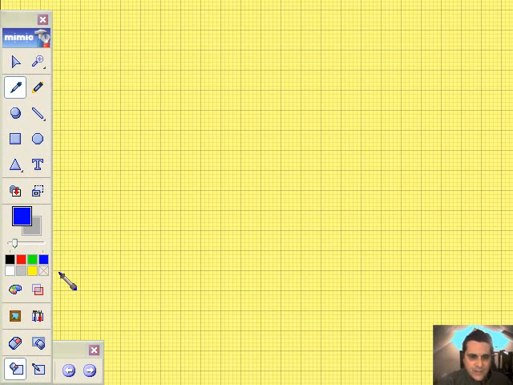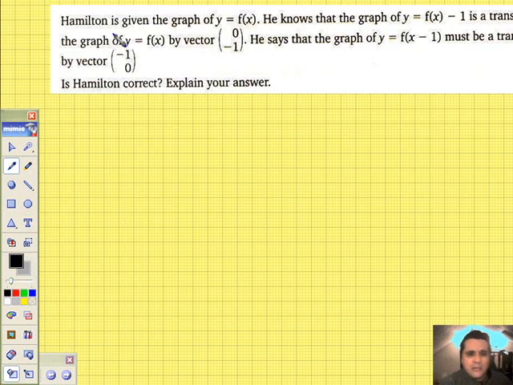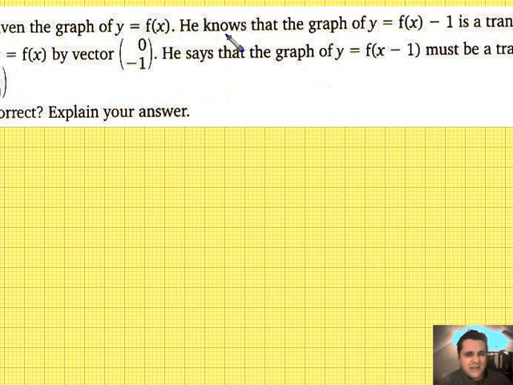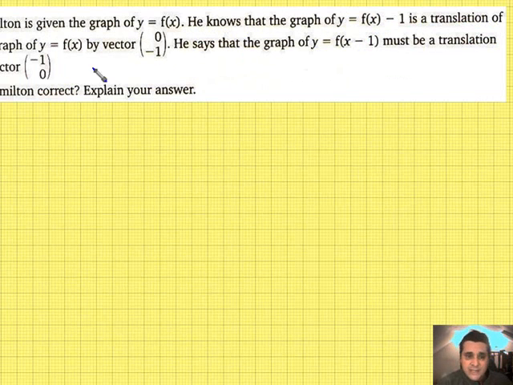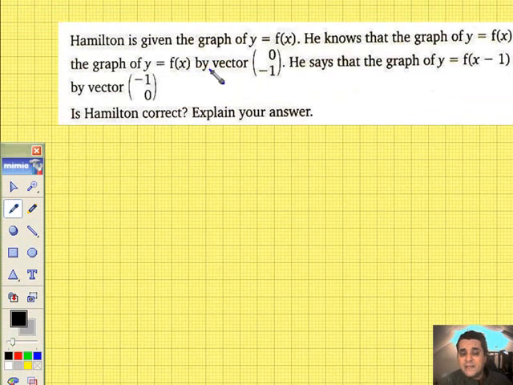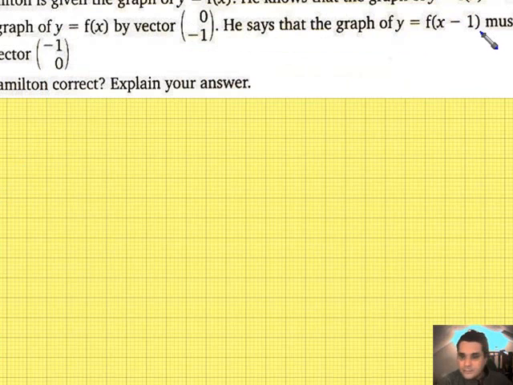It says Hamilton is given the graph of y equals some sort of function of x. He knows that the graph of y equals f of x minus 1 is a translation of the graph of y equals f of x using vector (0, -1). You know that. Drop it down 1 unit. He says that the graph of y equals f(x - 1) must be a translation of (-1, 0). Is he correct? And explain your answer.